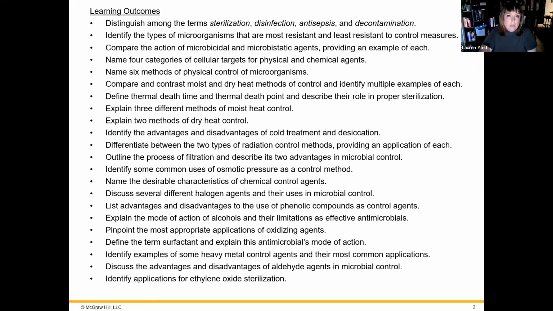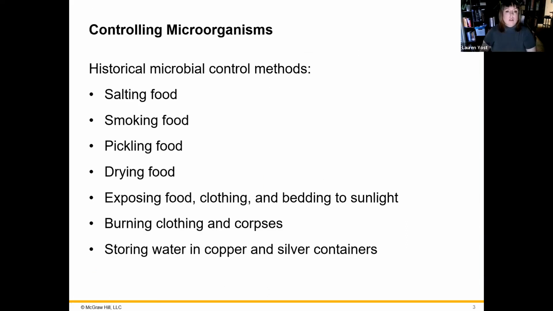These are our learning outcomes for the chapter again. So we're talking about controlling microbes.